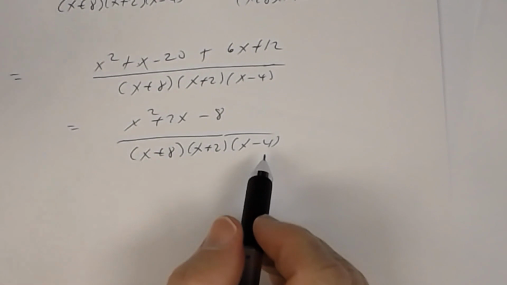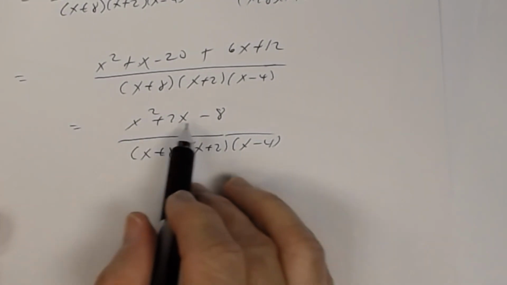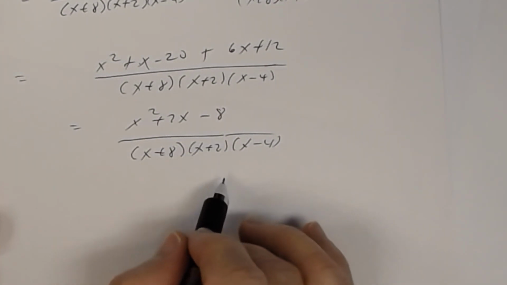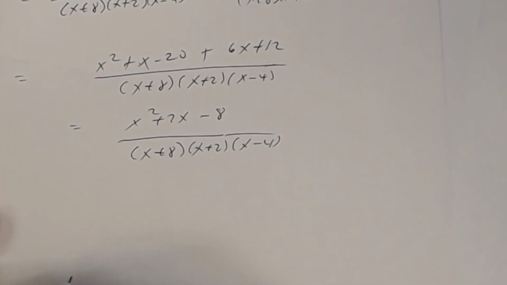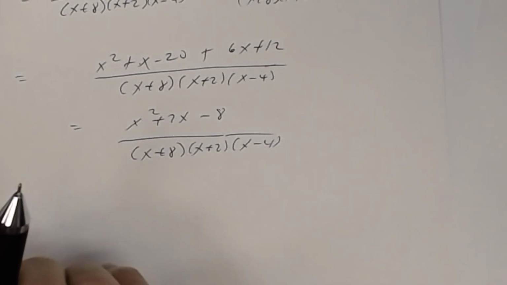Now, at this point, you want to see if you can factor this numerator, because if you can factor the numerator, it is possible that some of these factors can reduce, and that's what you want to be able to do. Your final answer must be as simplified as possible.